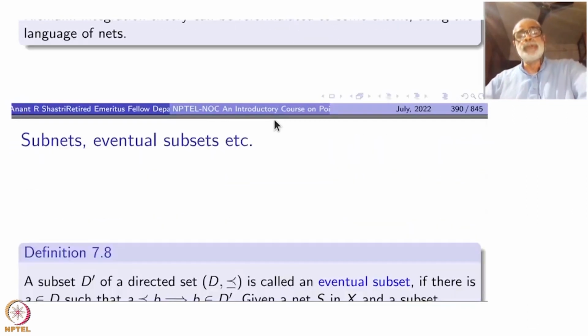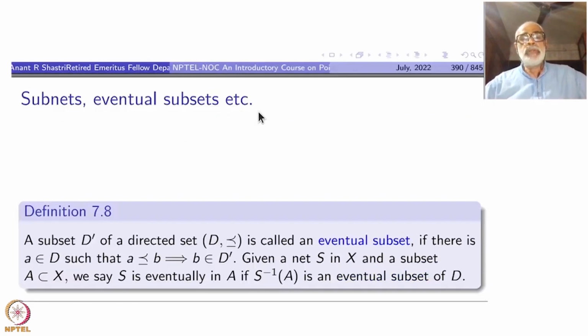Okay. So let us proceed with certain notions of sequences which we use in the convergence theory and try to modify them or adopt them for the case of nets. So here I am going to introduce subnets, eventual subsets and so on.